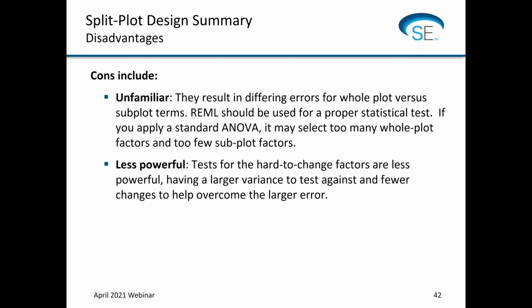The big con is you lose power on the hard to change factors. They have a larger variance and fewer changes to overcome that larger error. Remember, you do get an advantage that the interactions between hard to change and easy to change have the error of the easy to change. So if the factors interact, you're going to catch it anyhow.